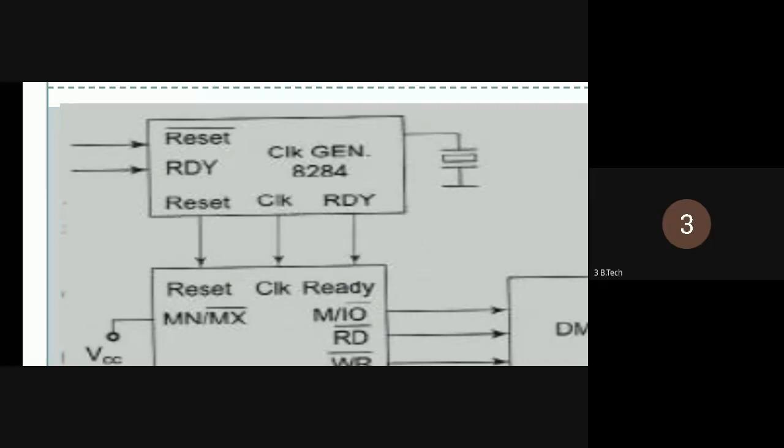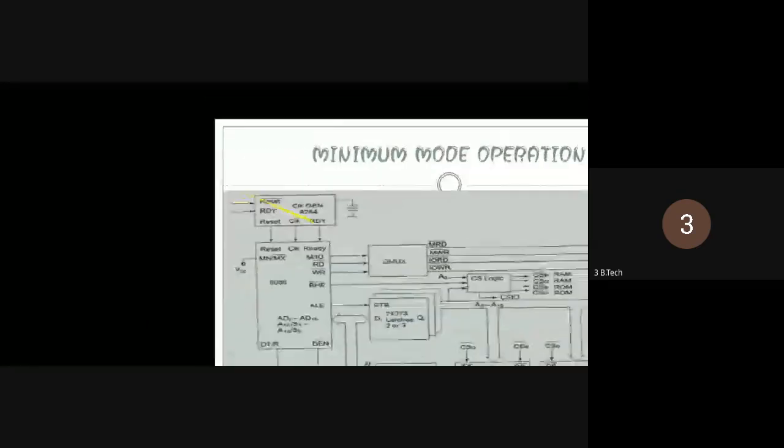What is the topic, madam? The minimum mode operation of 8086.